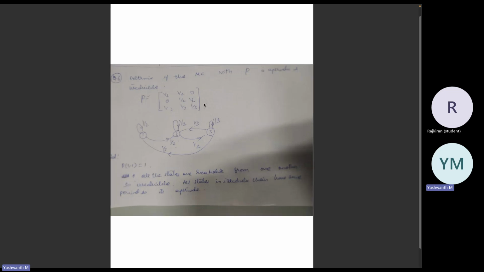Okay, so let's do some of the problems which we did not do completely in the last session. Determine if the chain is periodic or irreducible. You can see that all states have feedback to themselves, right? That means whenever you see this, it has a period 1. So that's why it is aperiodic.